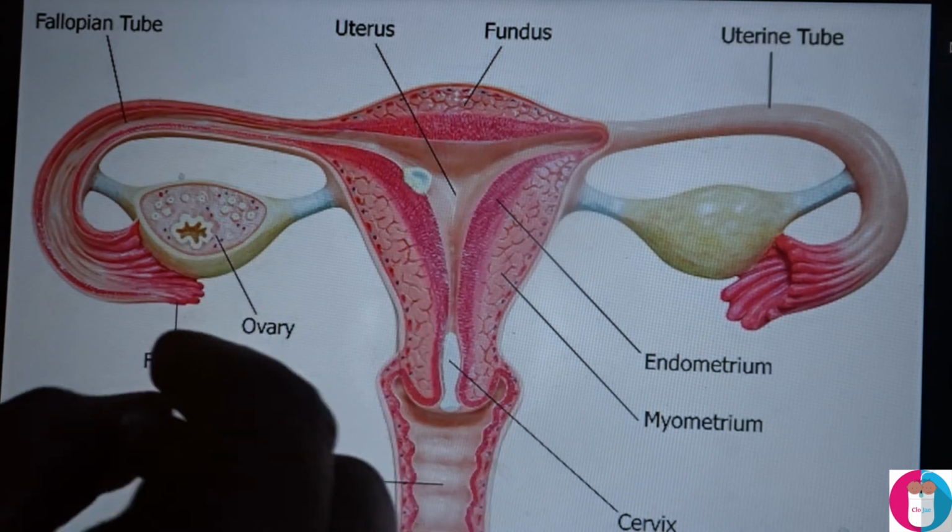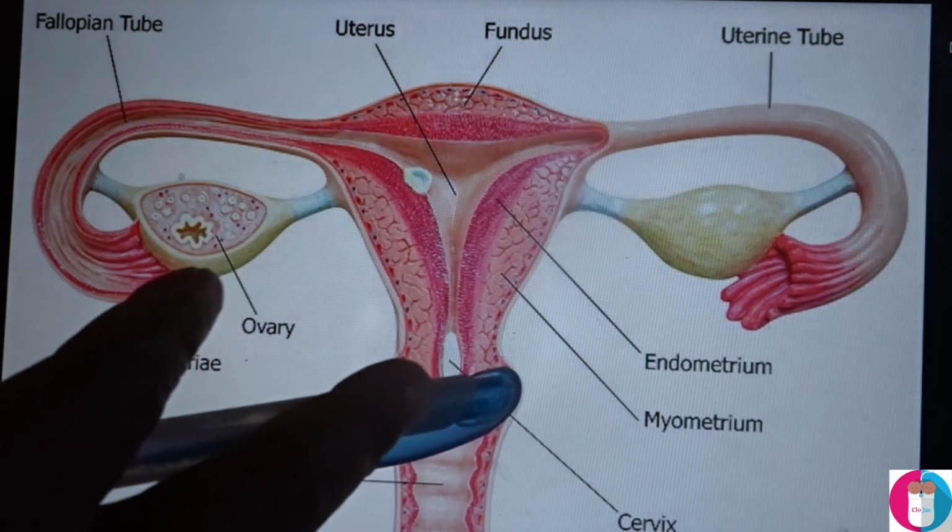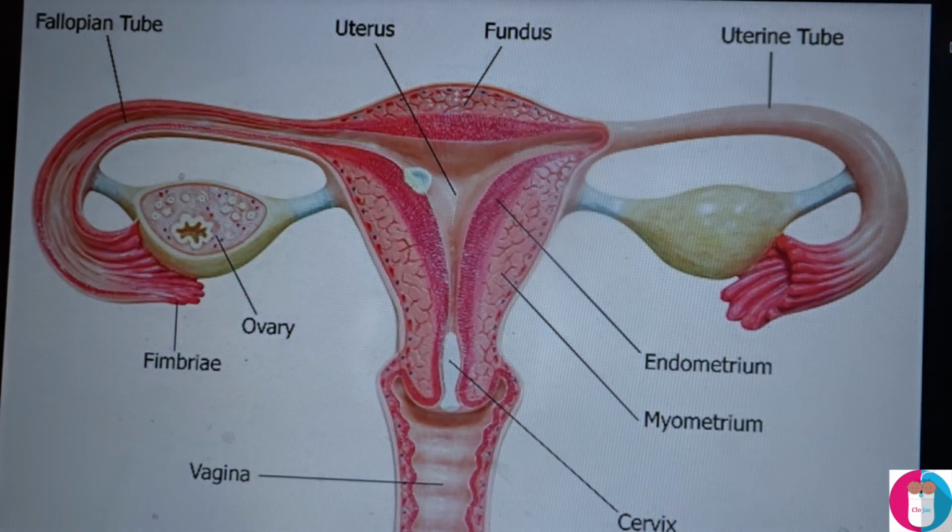So this is the part of the female reproductive tract, the internal part. I'll be talking about the external part now. I just have to change the image here and explain it a little bit better.